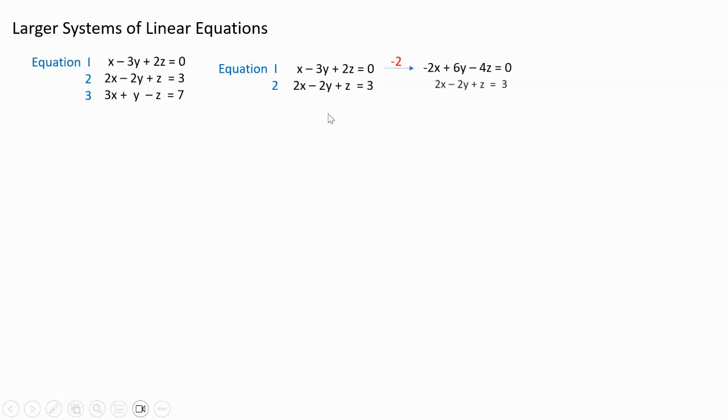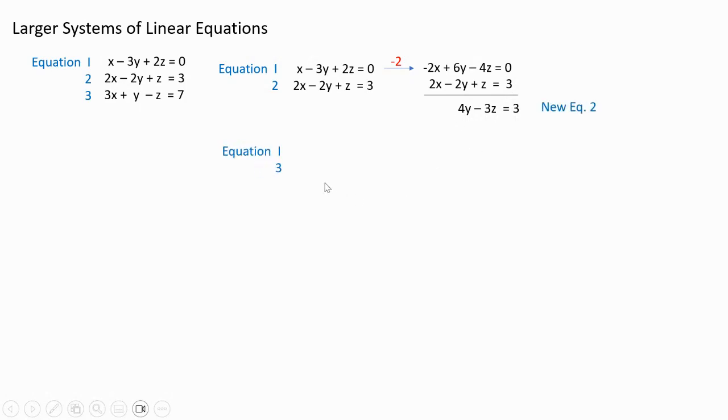Then equation 2 we just slide over. And if you notice, the x's will be eliminated. So 6y minus 2y gives us 4y. Negative 4z plus z gives us negative 3z. And 0 plus 3 gives us 3. So this is my new equation 2.